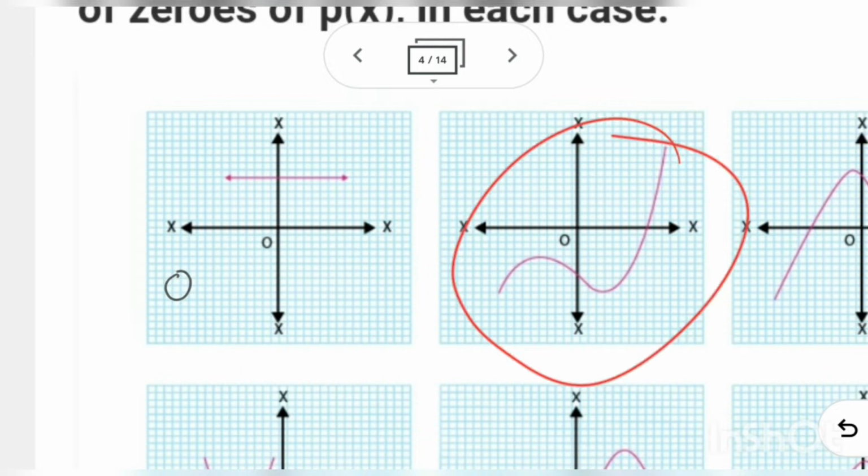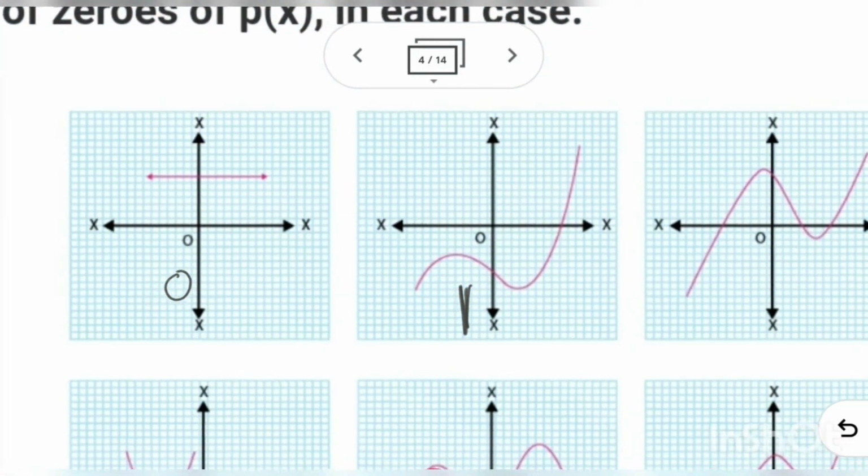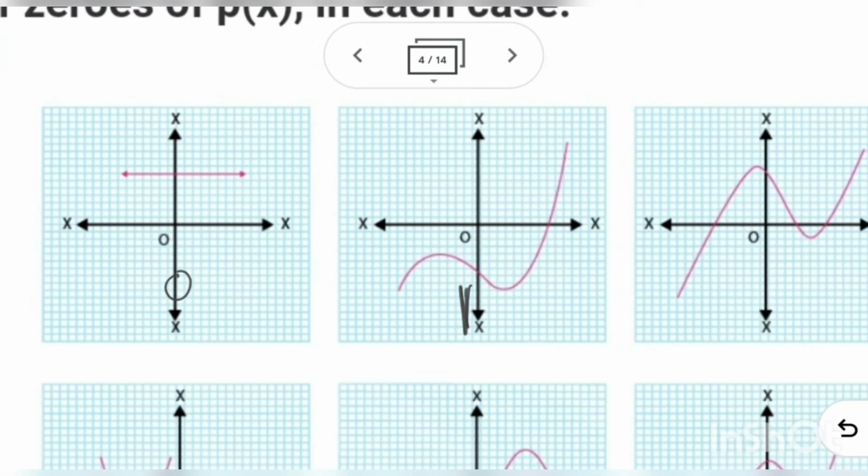Now let's have a look at the second graph. Here we can see clearly that this graph is meeting the x-axis at this point. Only at this point the curve is meeting the x-axis. So it has 1 zero. So the number of zeros for this polynomial is 1. Similarly, if we look at the third graph, here we can see that the curve is meeting the x-axis at 3 points, 1, 2, 3. So for this the number of zeros will be 3.